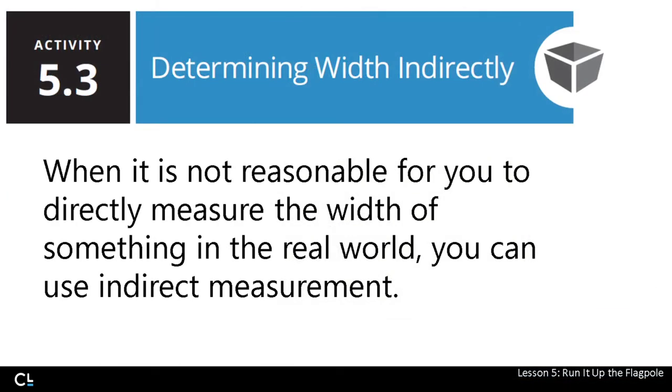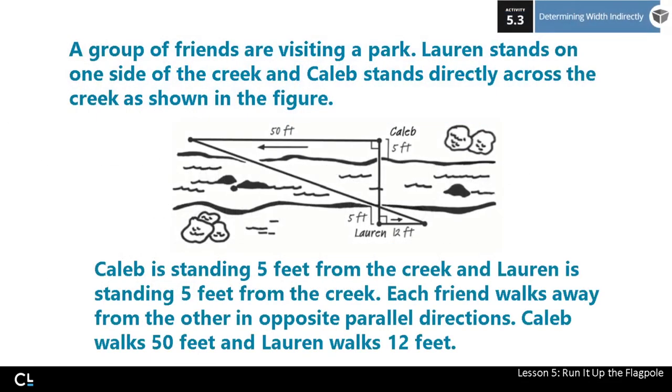We're not done yet. So now we're doing some more determining indirectly. Let's look at some more examples. First one, it says a group of friends are visiting a park. Lauren stands on one side of the creek. Caleb stands directly across the creek in the figure shown.